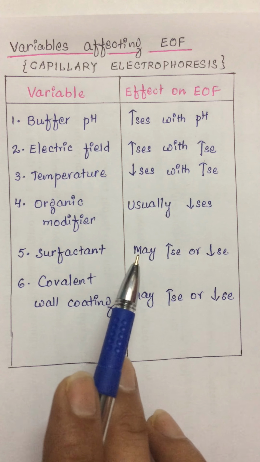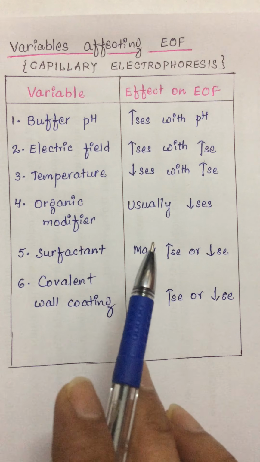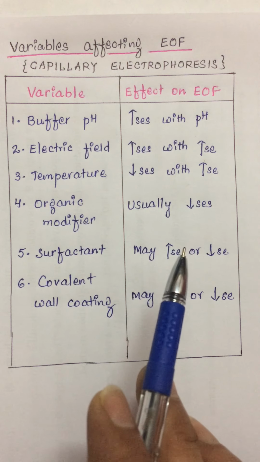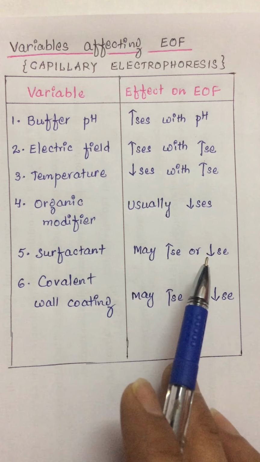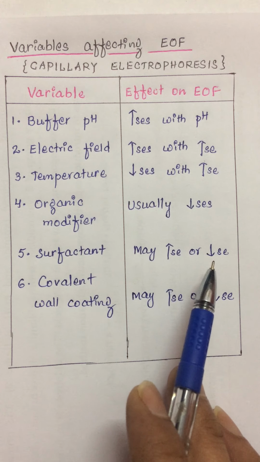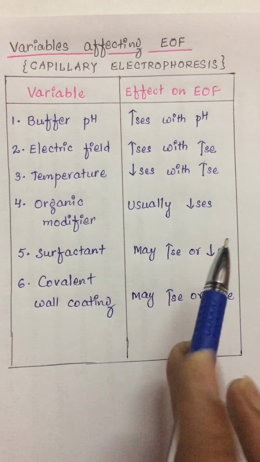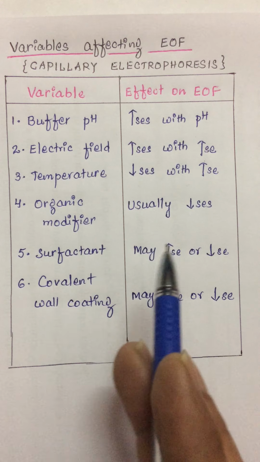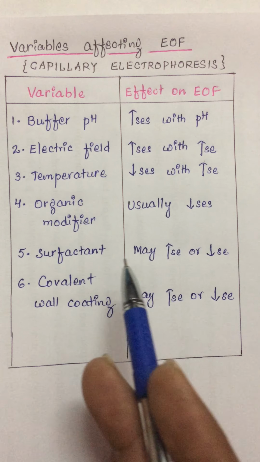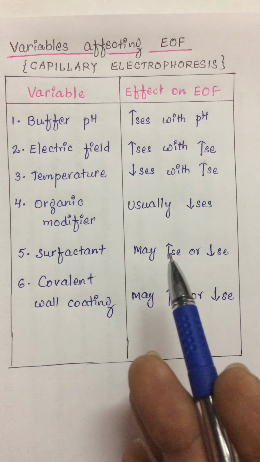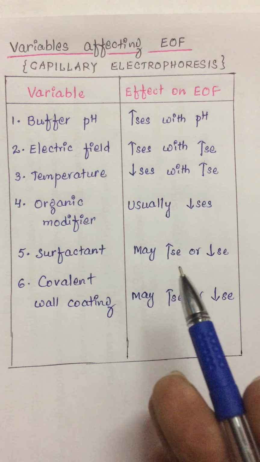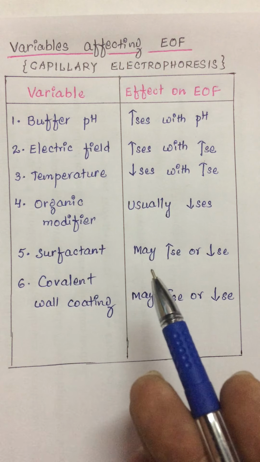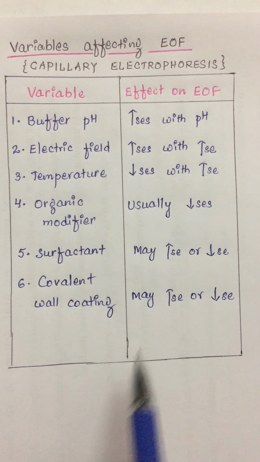Usually it is found that whenever anionic surfactants are added, that will increase the osmotic flow, whereas whenever the cationic ones are added, that is found to decrease the osmotic flow. These effects generally occur due to adsorption through hydrophobic or ionic interactions. So it could be hydrophobic or it could be ionic interactions. In some cases it could be both hydrophobic as well as ionic interactions.